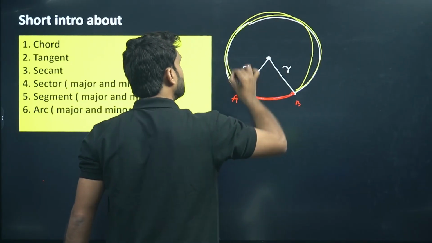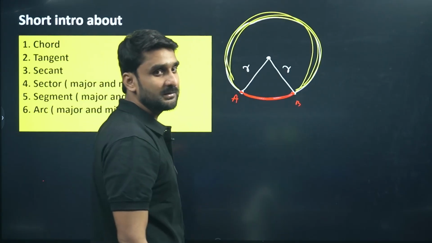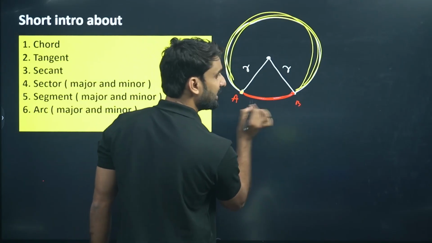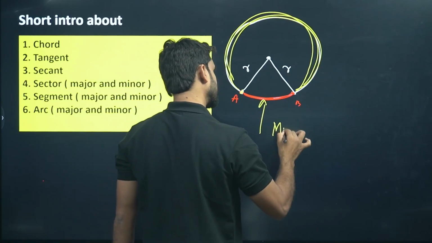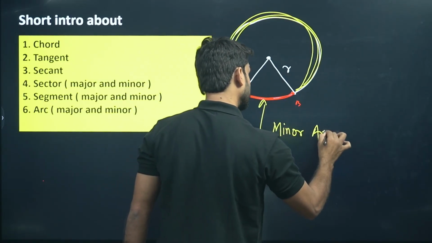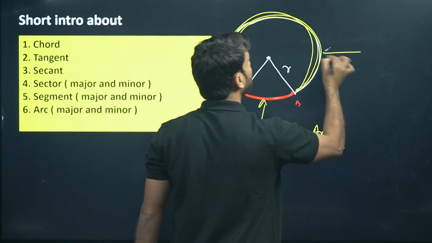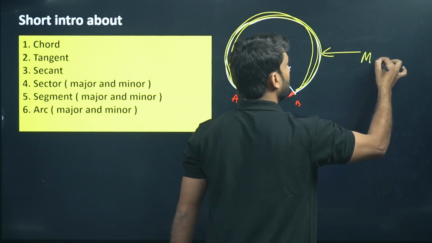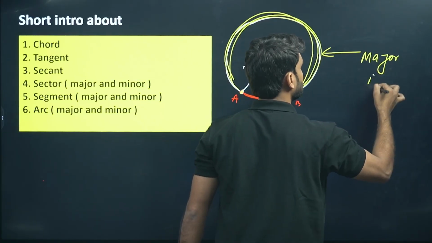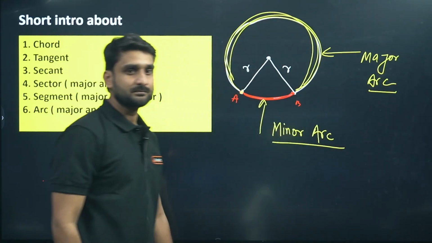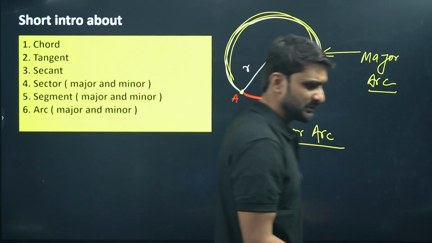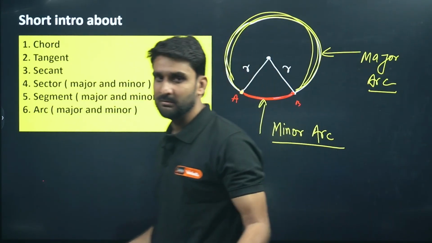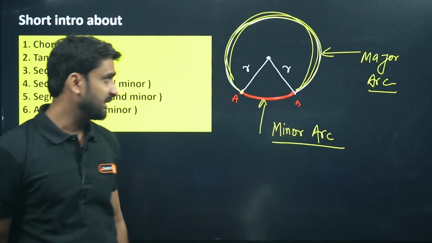And this yellow line and red line make the complete circle. So this is called arc. This is a smaller arc, so this is called minor arc. And this is the bigger portion of the circumference, I can say this is the bigger, larger arc, so this is called major arc in maths. What is arc? The part of circumference. It might be smaller, bigger, whatever. The smaller part will be minor arc and the larger part will be major arc.